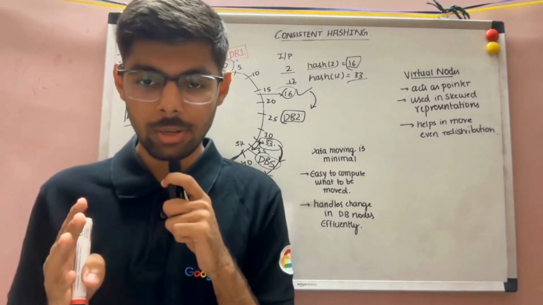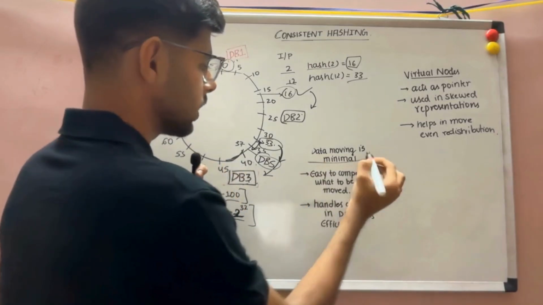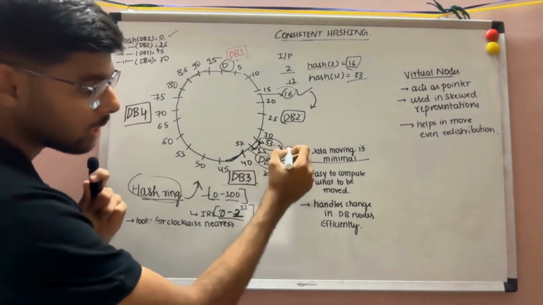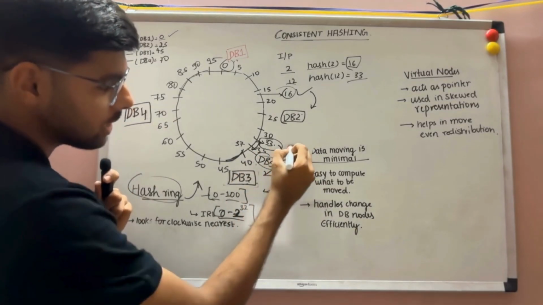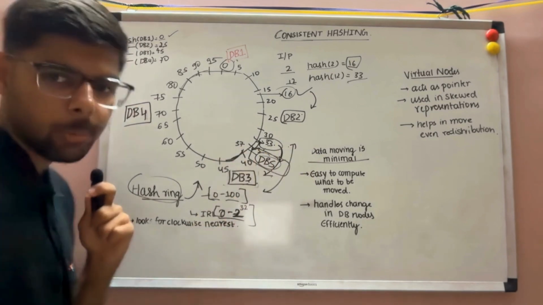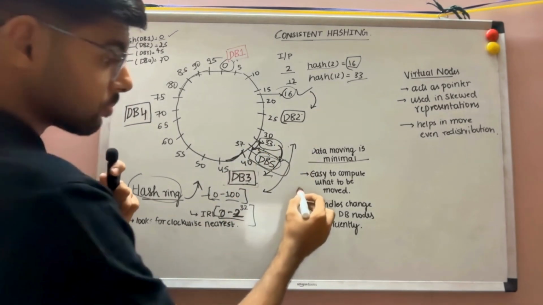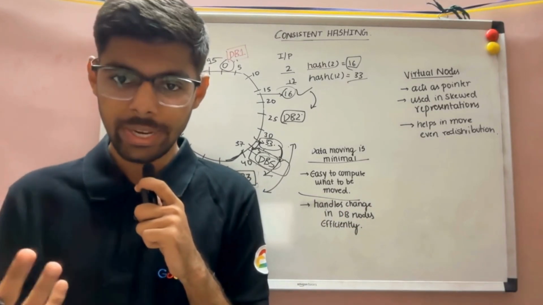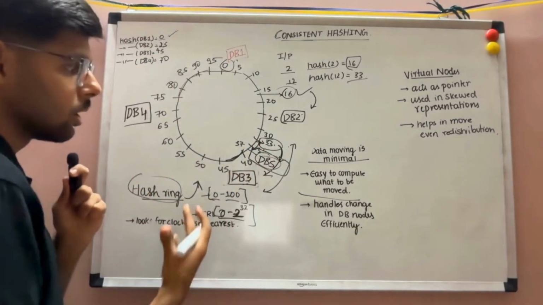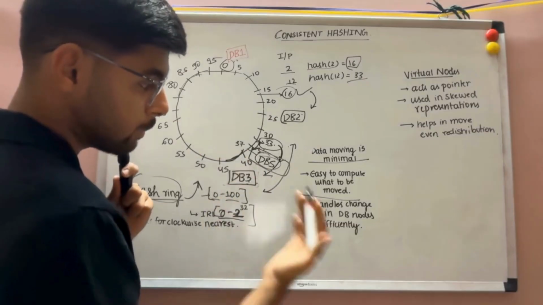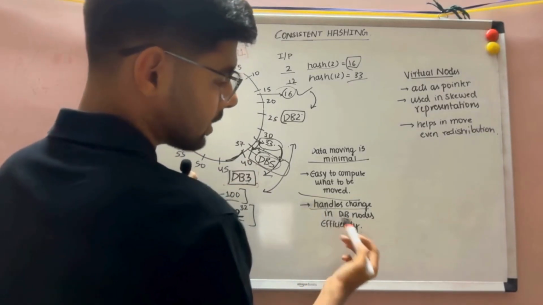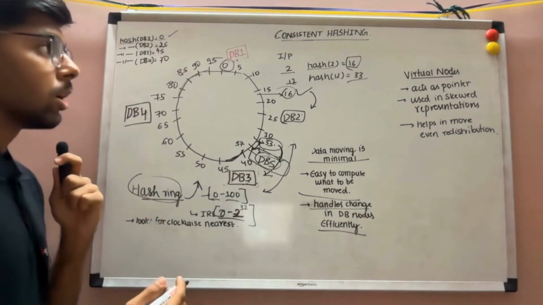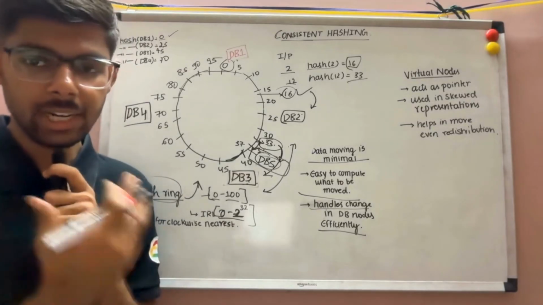Again, data movement is there, but it is minimal. Data moving is minimal, and it is easy for us to compute what data should be moved. We know that only this data should be moved, which will be handled by DB5. So this actually increases the speed, and it reduces the load, and it helps us change the places of data efficiently. So this is how consistent hashing helps us in data movement.